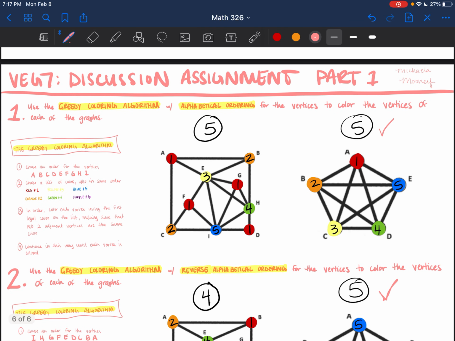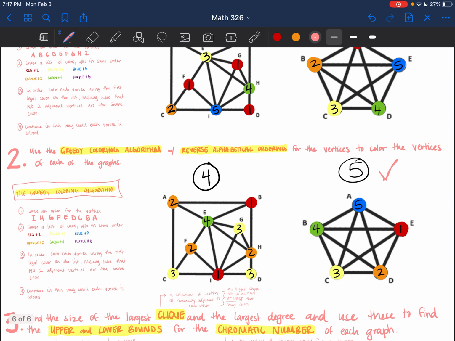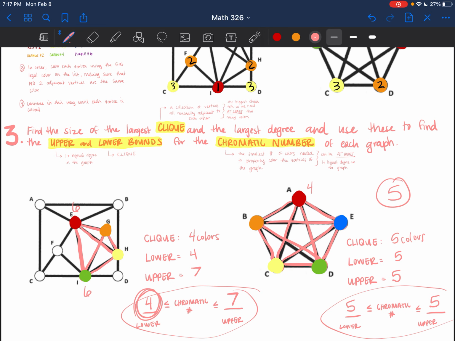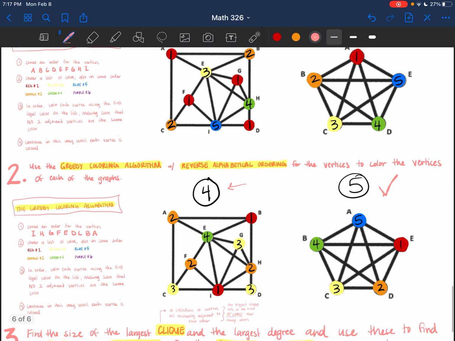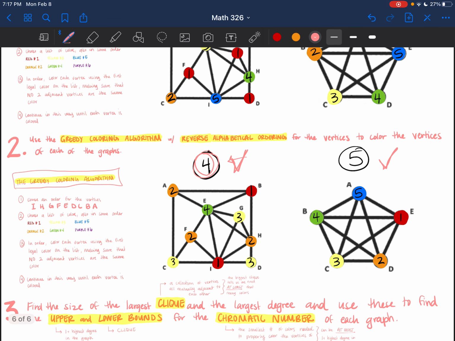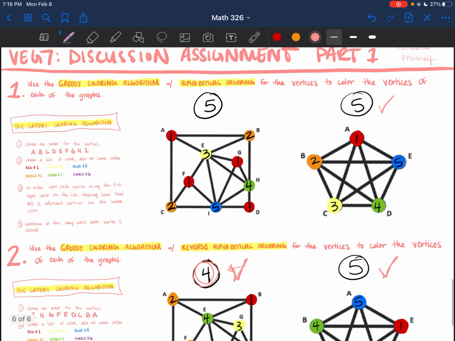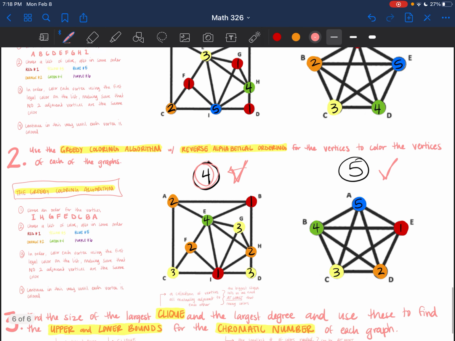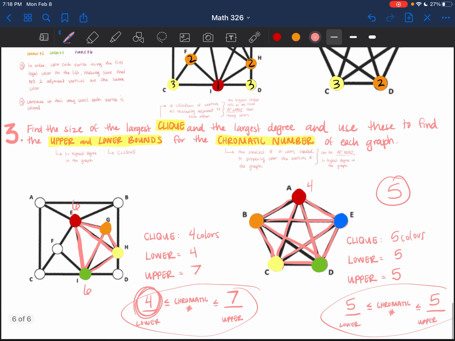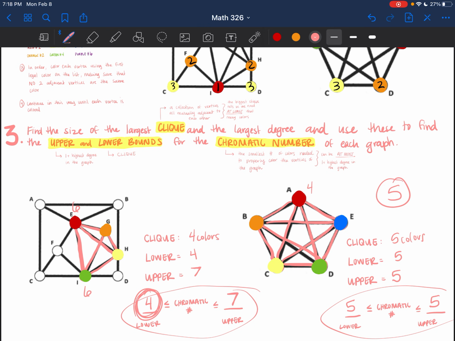So our first attempt gives us 5. And we know that's within our upper and lower bounds. But we can see with our attempt number 2 that 4 is a possibility. And 4 is the smallest that our chromatic number could possibly be. So 4 must be our chromatic number. And so using the greedy coloring algorithm with reverse alphabetical ordering gave us our chromatic number, but using it with alphabetical ordering did not give us our chromatic number. And remember, we know that 4 is the chromatic number because we successfully did it, and we know that 4 is the lowest that it could possibly be.